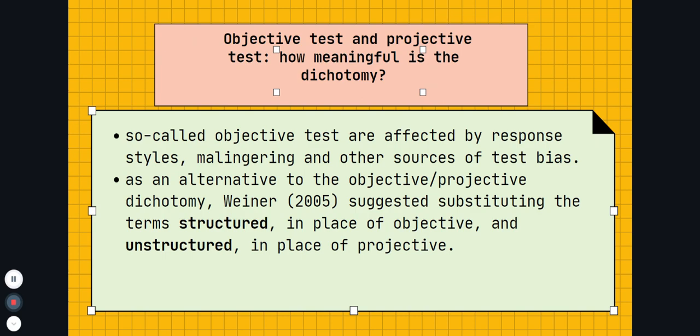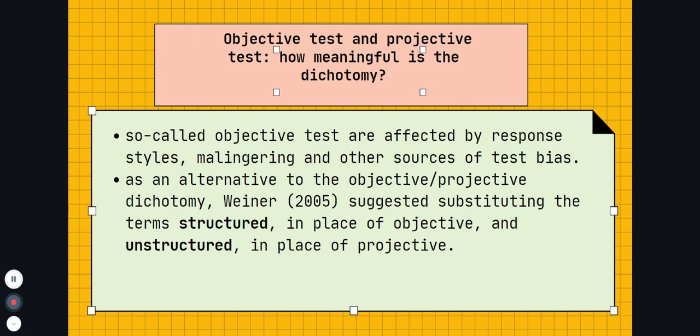So the so-called objective tests are affected by response styles, malingering, and other sources of test bias. As an alternative to the objective or projective dichotomy, Weiner 2005 suggested substituting the term structured in place of objective and unstructured in place of projective.